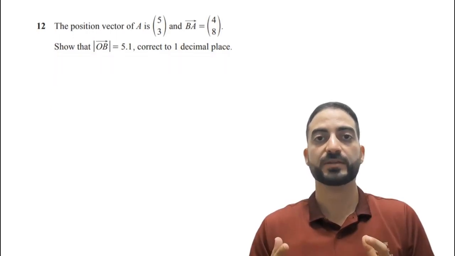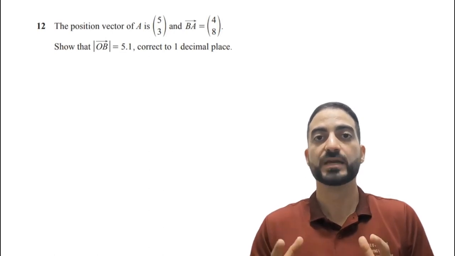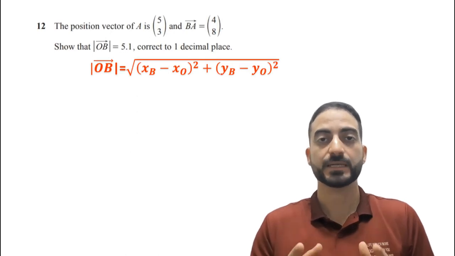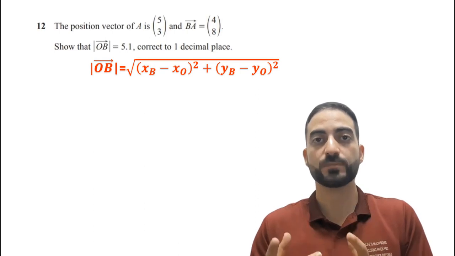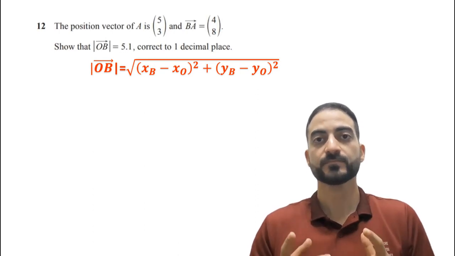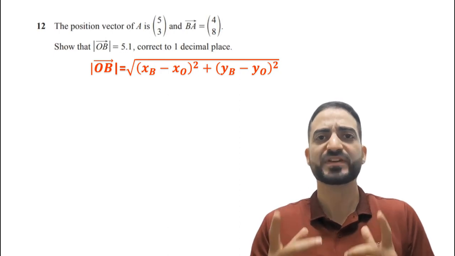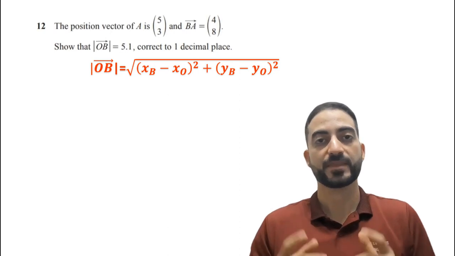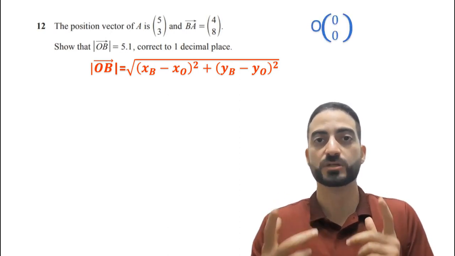When we want to obtain the magnitude of the vector, we can simply use the rule for the magnitude of the vector, which is the square root of (xB minus xO) squared plus (yB minus yO) squared. And in order to be able to apply the rule, we must first determine the coordinates for O and B. The coordinate for O is (0, 0) because it is the origin.